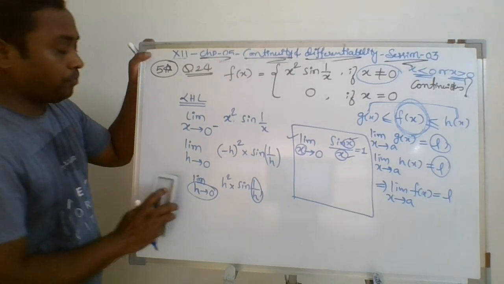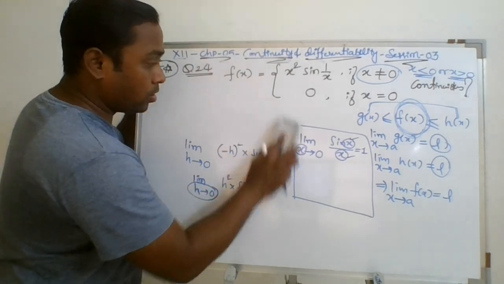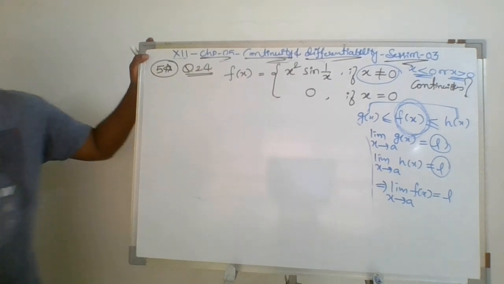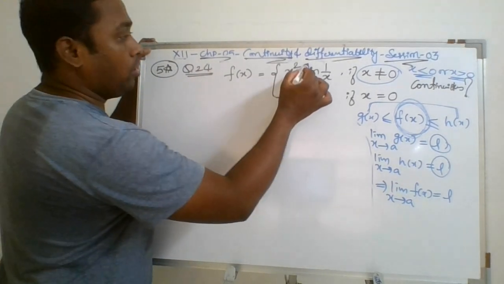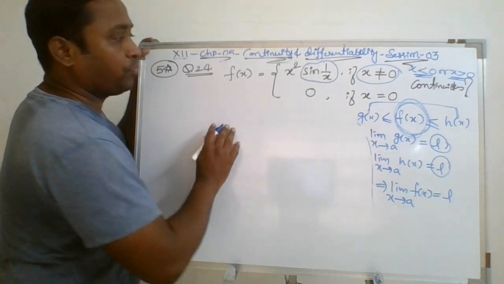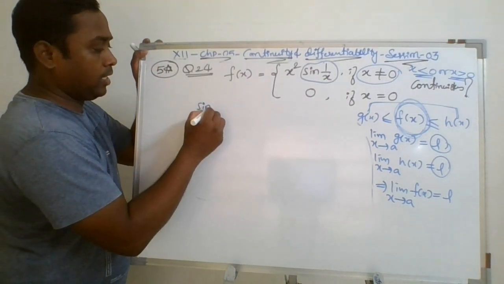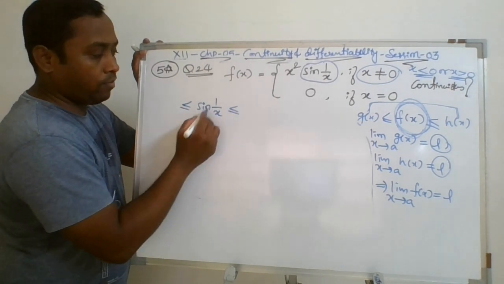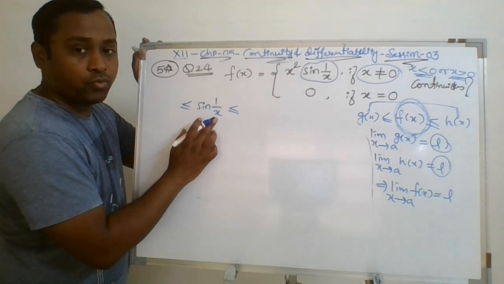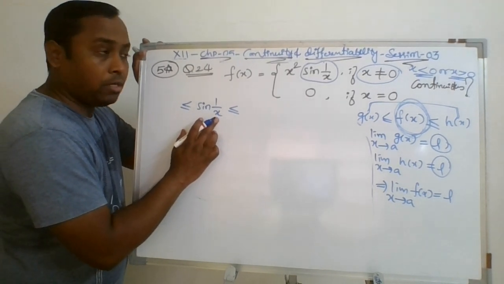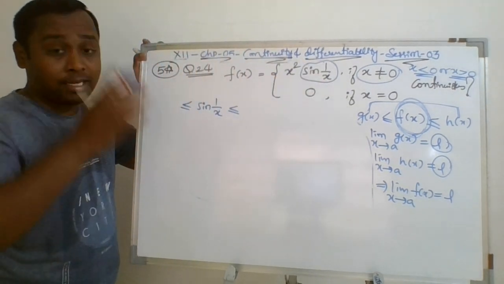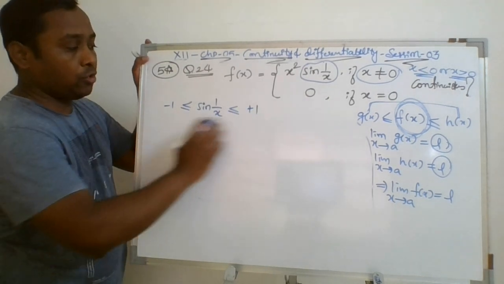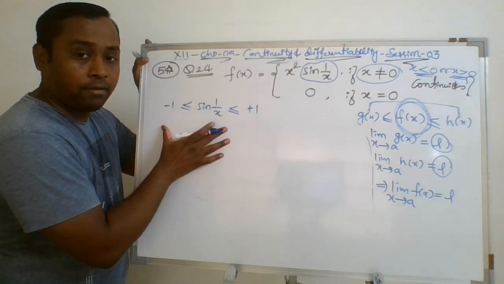Now I am using the sandwich theorem to check the continuity of this function. First of all, let's take the function sine of 1 by x. You know that the sine function, in its domain, where x may be any real number except 0, lies between -1 and +1. That you know, the range of the sine function.